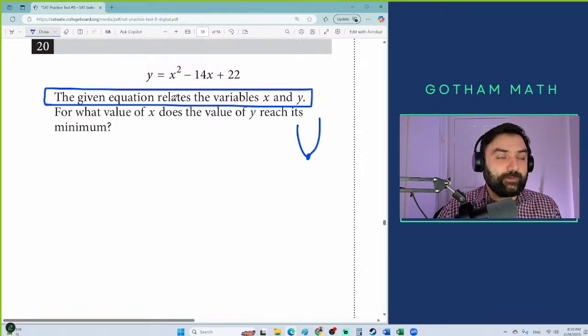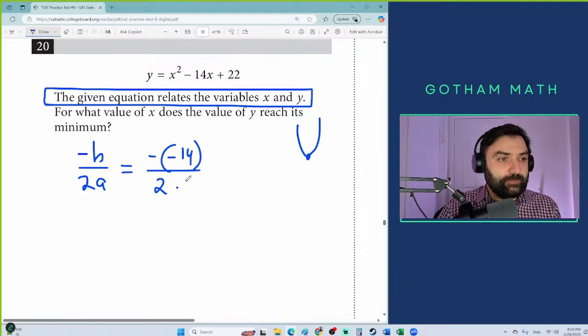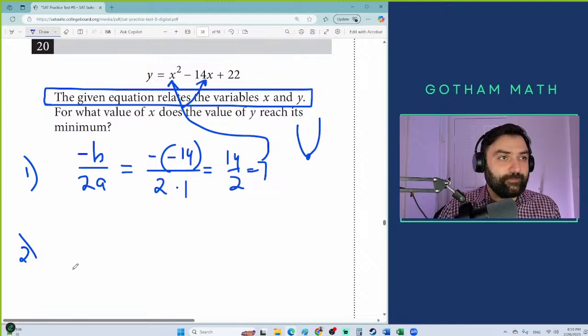Real quick, I'm gonna write down the more technical way of finding it, but in reality, you don't need to. So it's negative b over 2a is the first step, which is negative minus negative 14 over 2 times 1, which is 14 over 2, which is 7. And then I'm going to plug into step 2. So it's two steps. Step 2 is plugging in 7 into both of the x's.